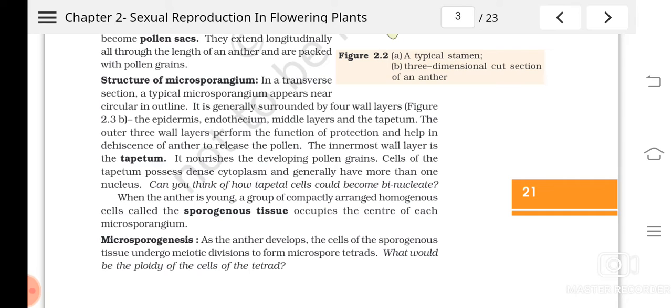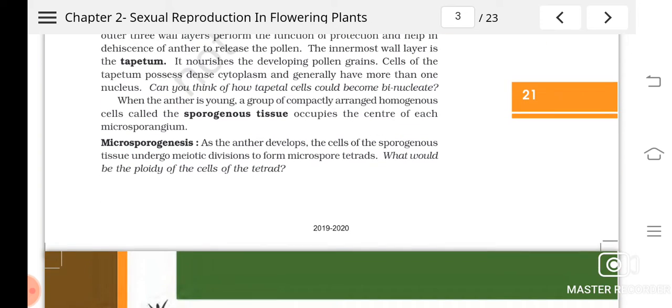So how many microsporangia are there in a bilobed anther? 4, okay, and the structure also I said, the wall layers, that is the epidermis, endothecium, middle layers, and tapetum, okay, and then inside that what will be there? Sporogenous tissue. Now we will study the process that is microsporogenesis.